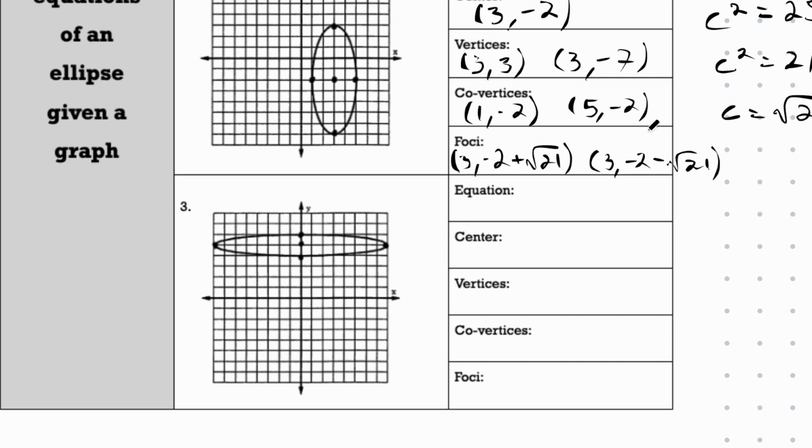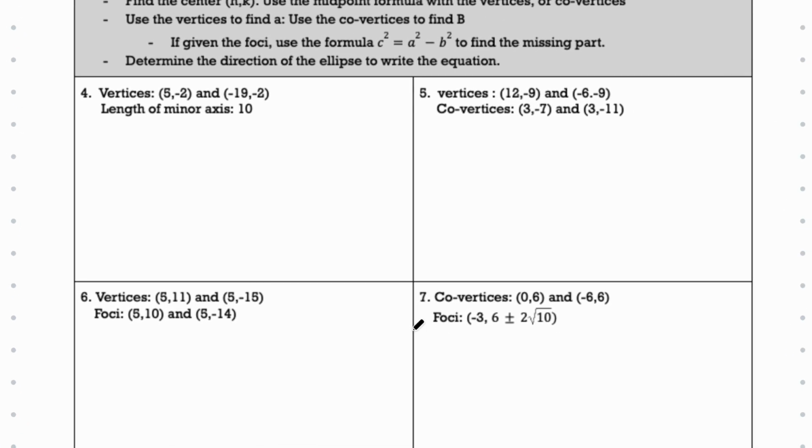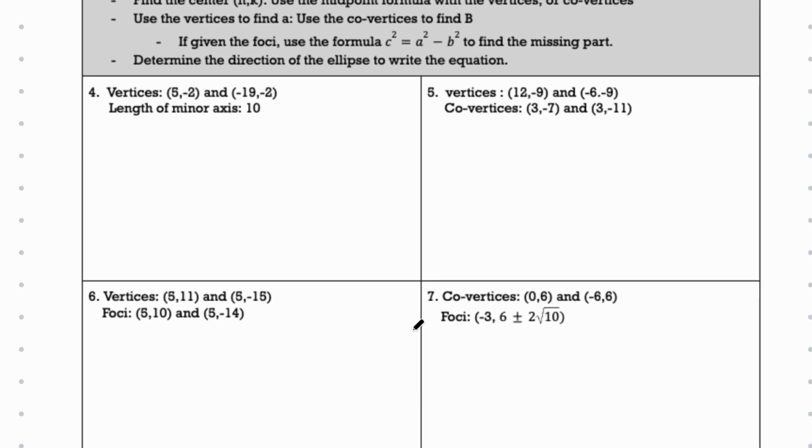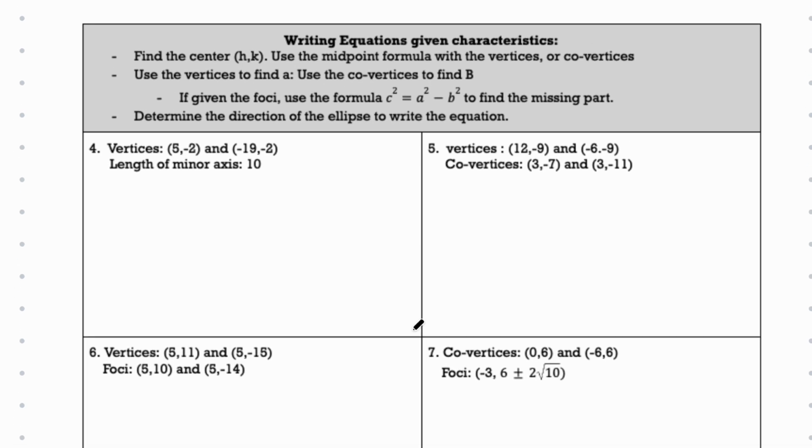And so that's going to be very similar in this last problem, number 3. So here we're going to do a couple of problems just applying all of this. And so we're going to be given a couple of characteristics and use our formulas and equations and general knowledge of ellipses to determine the actual equation. Okay, so our vertices are 5, negative 2, and negative 19, negative 2.